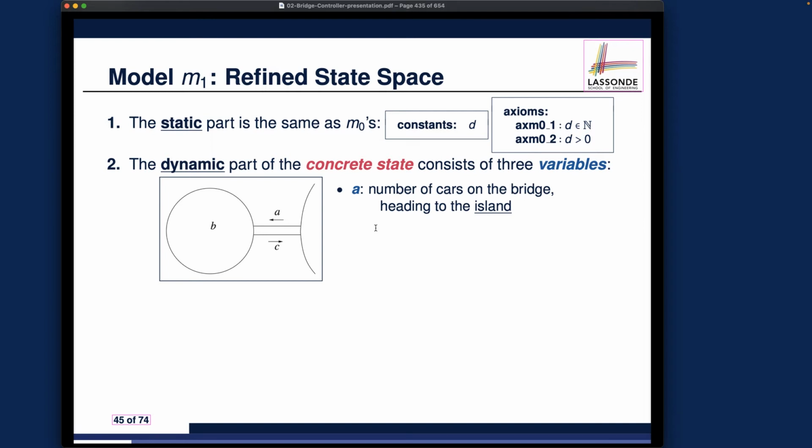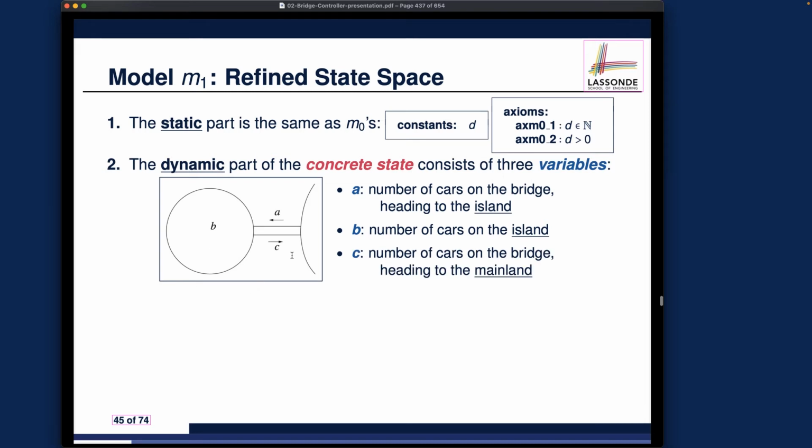So we got A will be the number of cars on the bridge heading to the island. So you can see the arrow over here is the direction of traffic. And what about B? B will be the number of cars on the island so far. Notice that B is different from the N in the abstract states. B is about the number of cars in the island, not the number of cars in the island bridge compound. It's very different, right? Just be careful. And also for C, it's going to be the number of cars on the bridge heading to the mainland.